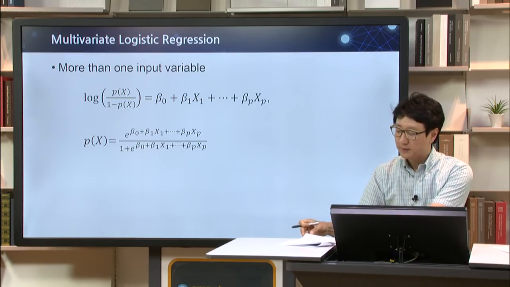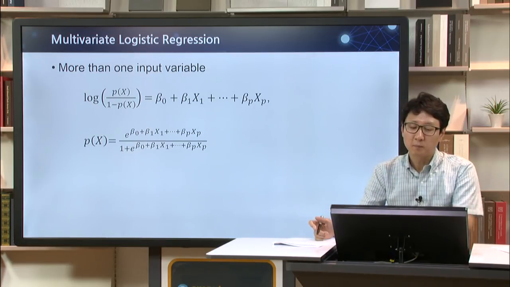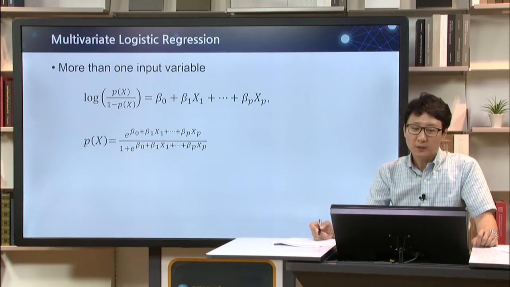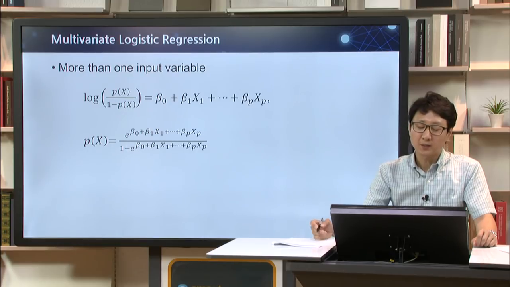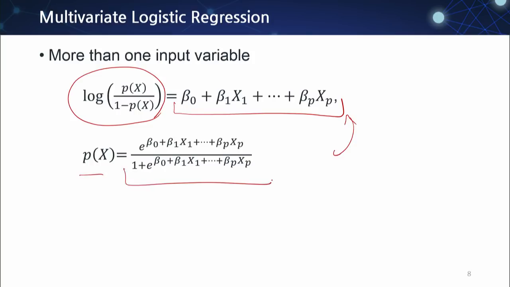In general, we have multiple input variables. So in the multivariate logistic regression, we just model this logit of p(x) with a multiple linear regression like this. That is equivalent to this one if you do some mathematics. So p(x) is given in this form. Okay, so this is a logistic regression.